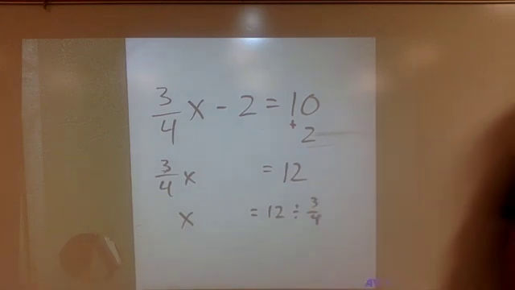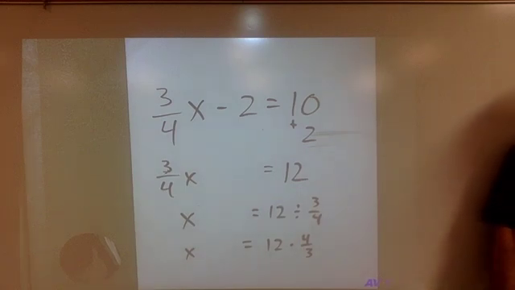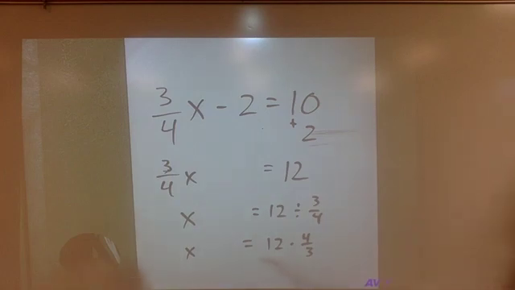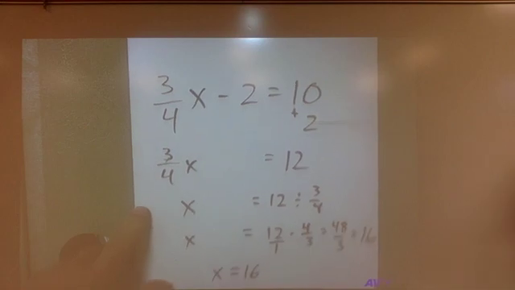Well, how do you divide with a fraction? You flip that fraction and you multiply. So x is equal to 12 times 4/3. And how do you multiply a whole number times a fraction? You multiply the whole number times the numerator only. Because when you multiply with fractions, you multiply straight across, and the whole number is a numerator because it's over 1. So it's 12 times 4 is 48. It's 1 times 3 is 3. 48 divided by 3 is 16. So that's our answer. X equals 16.